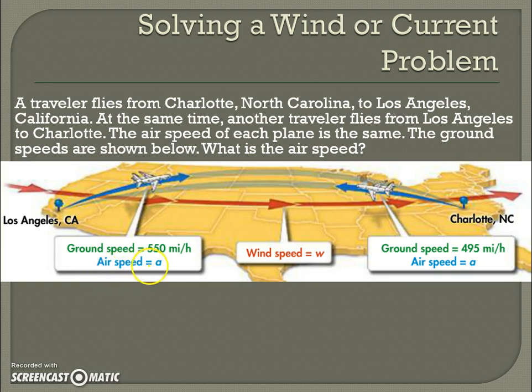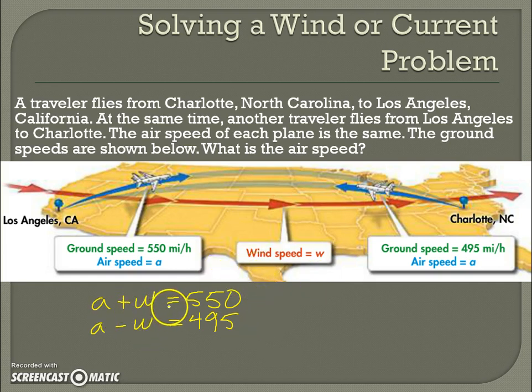I know that the airspeed is A, the wind speed is W, so the airspeed plus the wind speed gives me a total speed of 550 miles per hour. That's going from Los Angeles to Charlotte. I'm going the same distance here. To go from Charlotte, North Carolina, to Los Angeles, I'm going to have my airspeed, how fast the plane is going, but this time I have to subtract the wind speed because I'm going against the wind. So it actually makes me go a little bit slower. It's going to take a little bit longer to get there. And any of you that have ever flown across the country have probably experienced that.